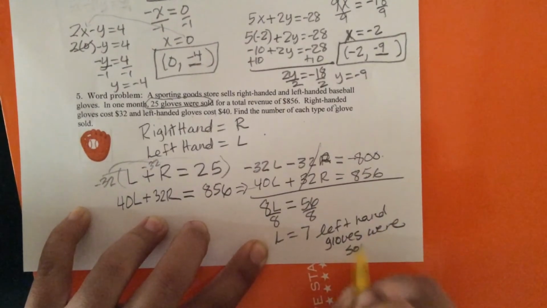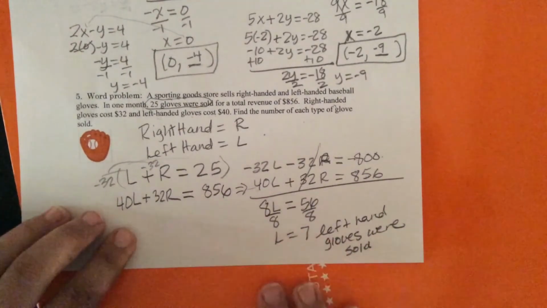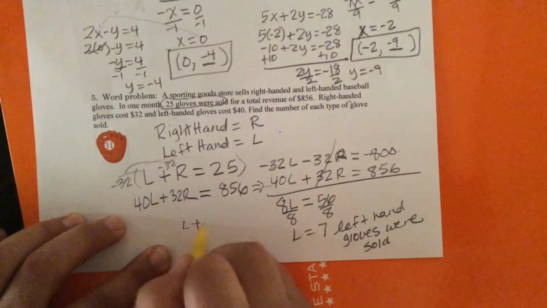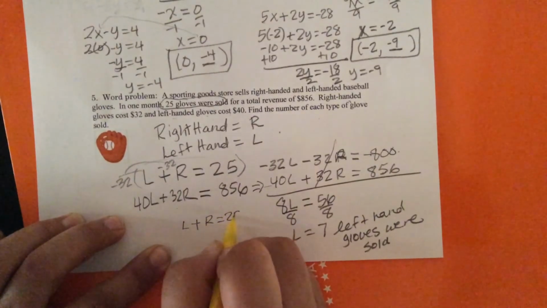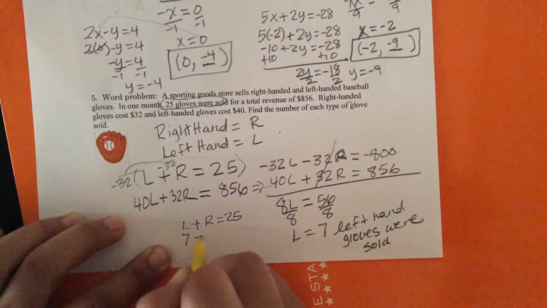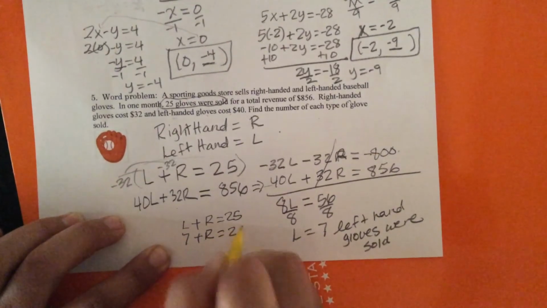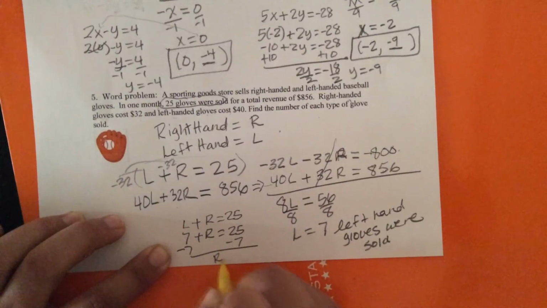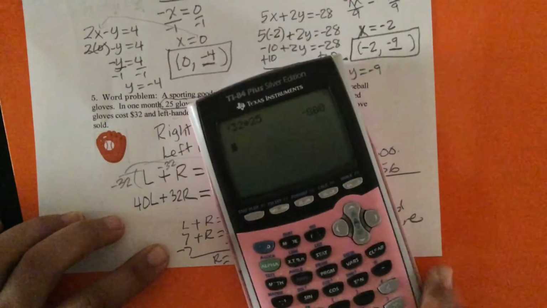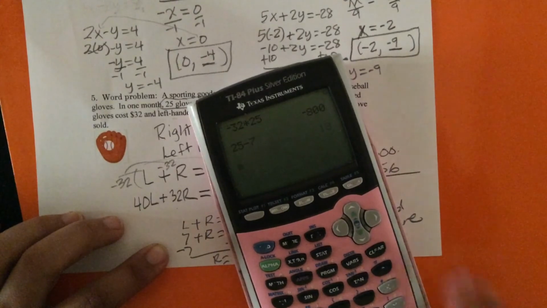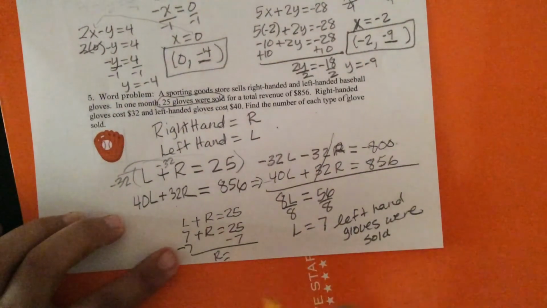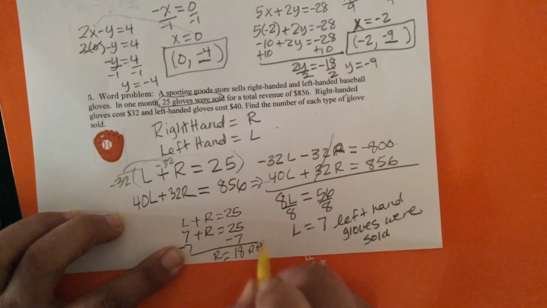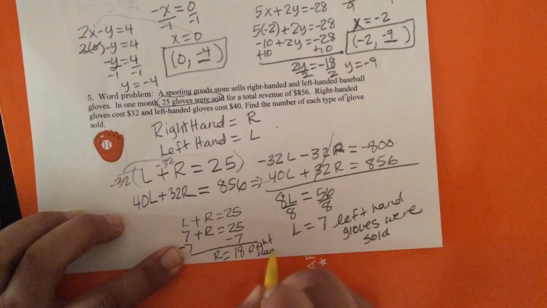Okay. So now we want to know how many right-hand gloves. I'm going to use my initial equation. So L plus R is equal to 25. Plug the 7 in here, 7 plus R equals 25. Subtract the 7. So then R is equal to 25, take away 7, 18. So right-handed gloves, 18 were sold.